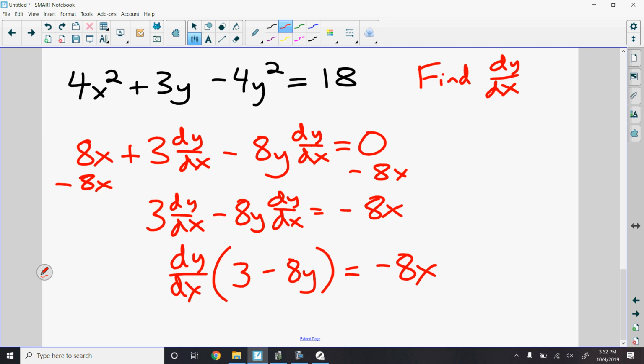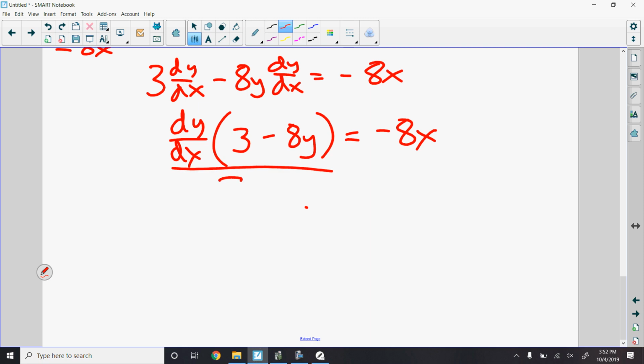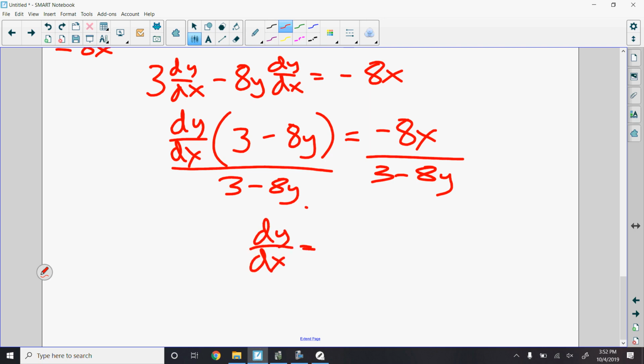So I simply factored, right? Doesn't matter how many dy dx's you have, just get them all together and then factor it out. Now, after I factor out that dy dx, I'm going to divide both sides by 3 minus 8y. And I'll get dy dx equals negative 8x over 3 minus 8y.